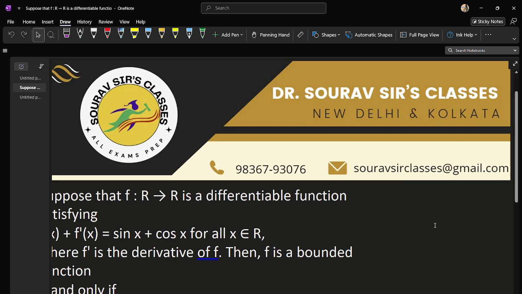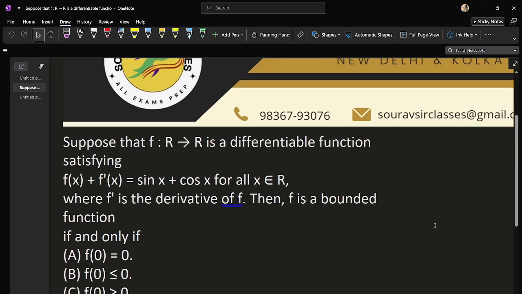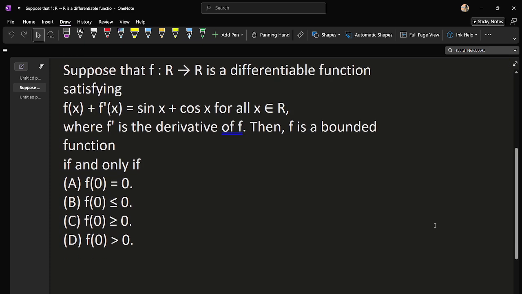Okay, so now we are going to solve a problem that appeared in the ISI MTech QROR MCQ section, and the question is telling us that suppose f is a differentiable function satisfying f(x) plus f'(x) equals sin x plus cos x for all x belongs to R, and f is running from R to R. Okay, so f is a real valued function here.